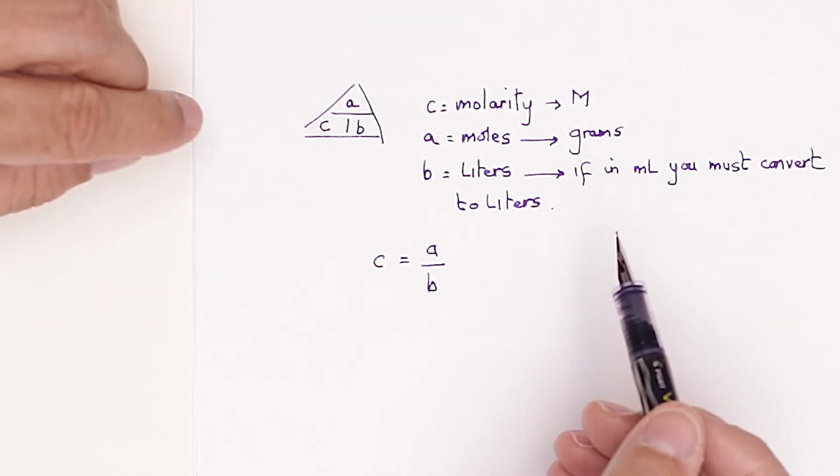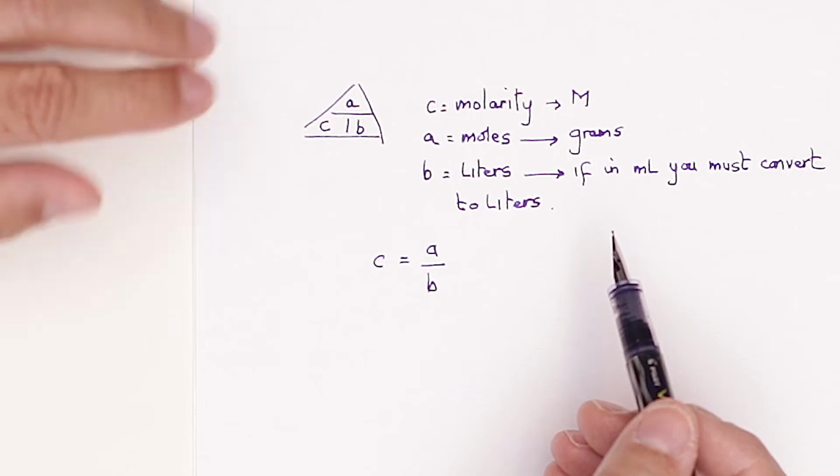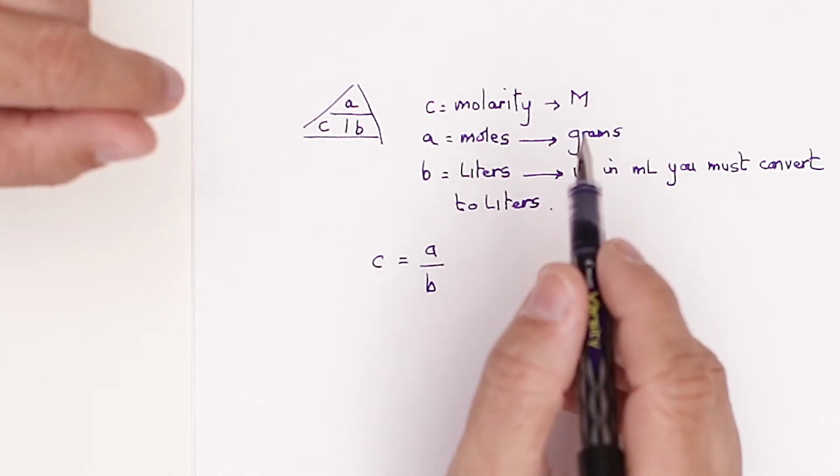Okay, so let's solve a problem using this. Again, I call this the cab strategy, CAB. If you've ever done density problems, it's analogous to the DMV problem, the way the DMV is set up in a triangle. Again, you cover whatever it is you're looking for. Let me get you the first problem.